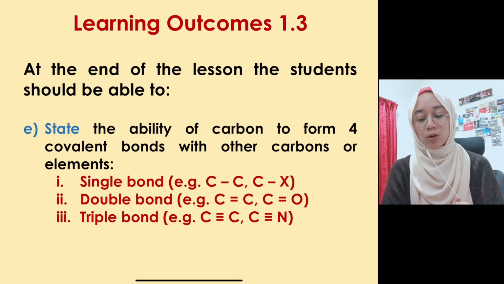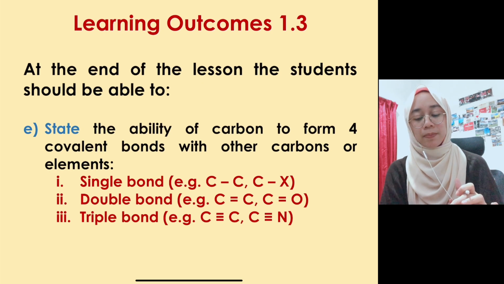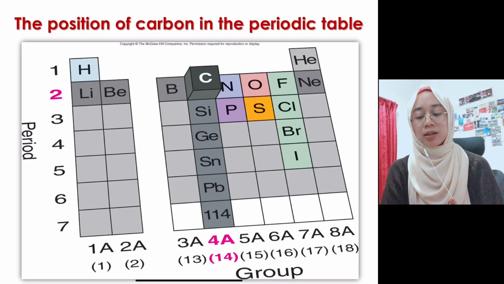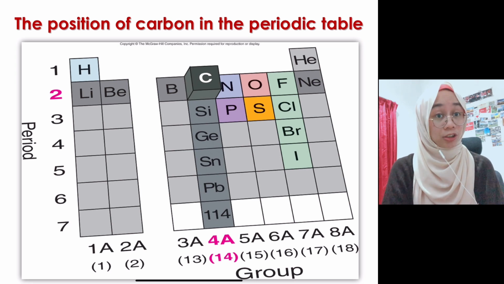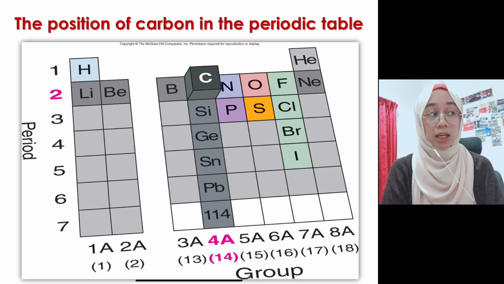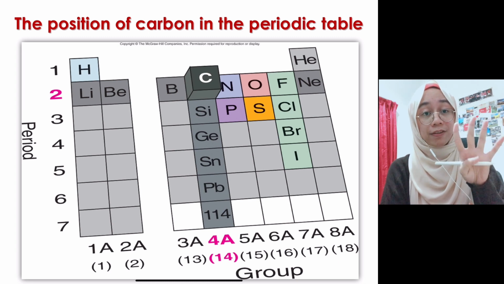So in this one, kita sebenarnya dah tahu the position of carbon in the periodic table. We've learned this before and I think you've learned this in high school where carbon is in group 14. If it is in group 14, meaning it consists of how many valence electrons? Group 14 means there are 4 valence electrons.